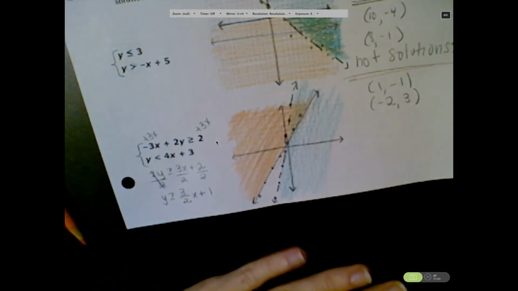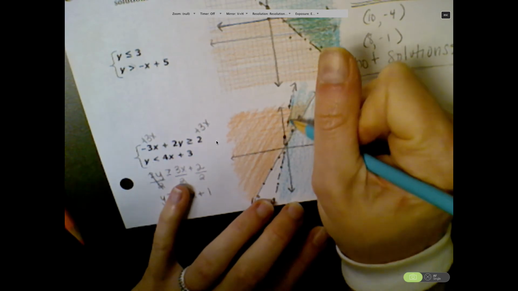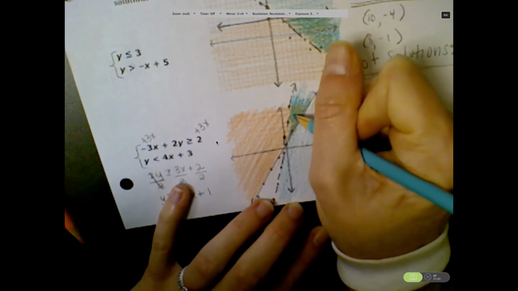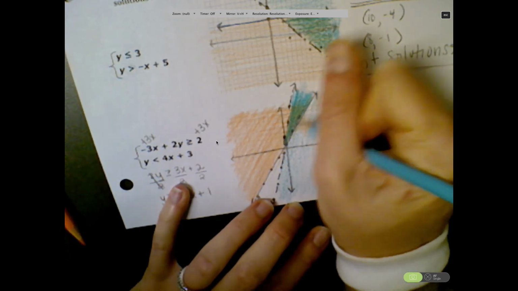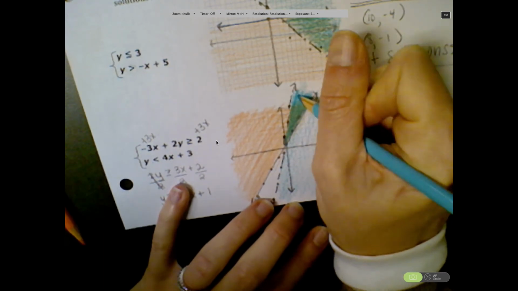So this time, the part where they overlap is relatively small. It's just this top area right here. So once you see it, color it in a little bit darker so it's easier to recognize.